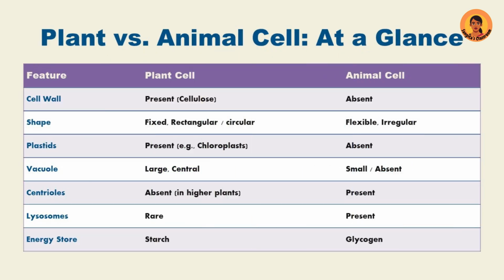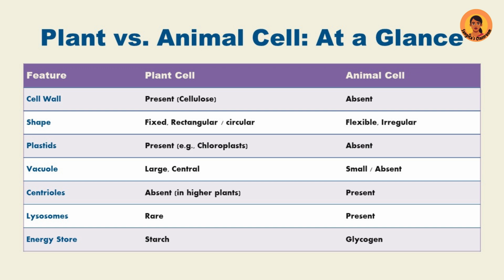Now, let's quickly summarize the whole structures of the plant cell and the animal cell. So, plant cells have a cell wall made up of cellulose, whereas animal cells do not have a cell wall. Their shape is fixed, rectangular, and in the case of animal cells, it is flexible and irregular. Now plastids. Plastids are present in the case of plant cells, very well known, our chloroplasts. In animal cells, they are absent. Now vacuole, large central, whereas in animal cells, small or absent.